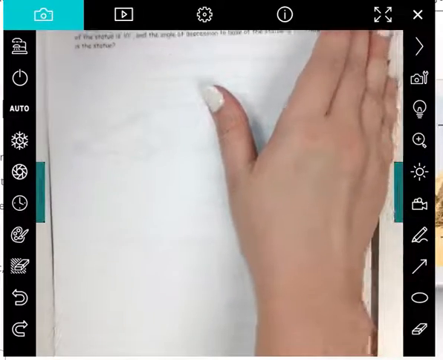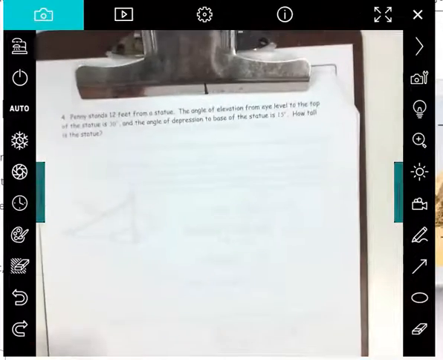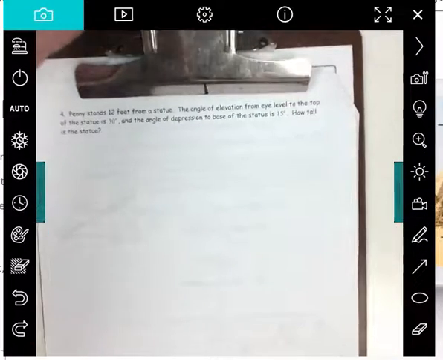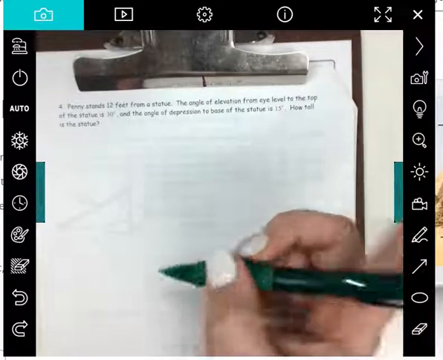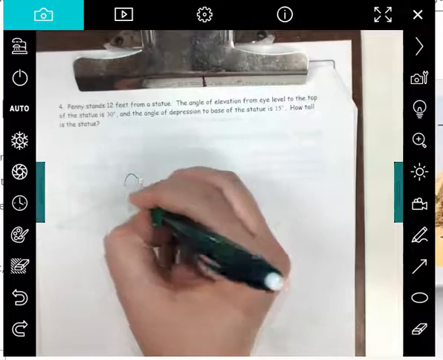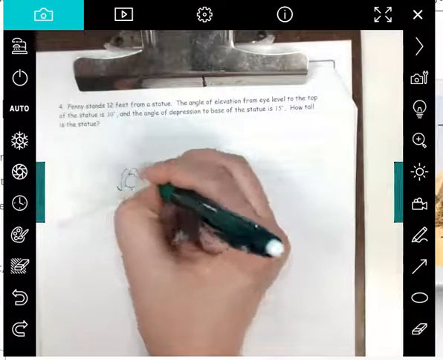Ooh. Okay, Penny stands 12 feet from a statue. The angle of elevation from eye level to the top of the statue is 30 degrees. The angle of depression to the base of the structure is 15 degrees. How tall is the statue? Okay, here's Penny. Okay.